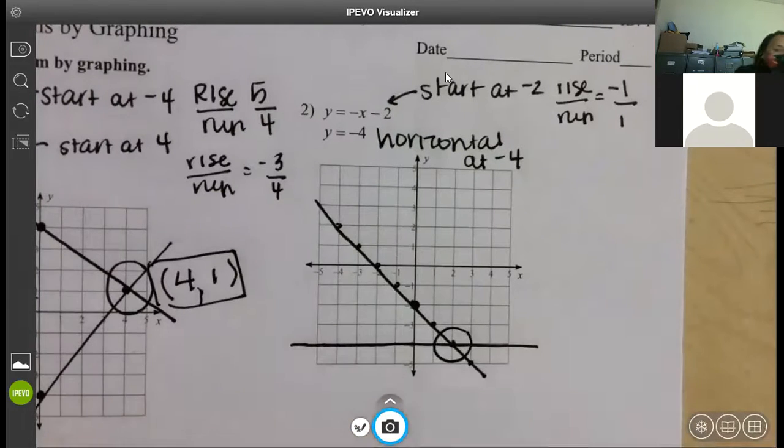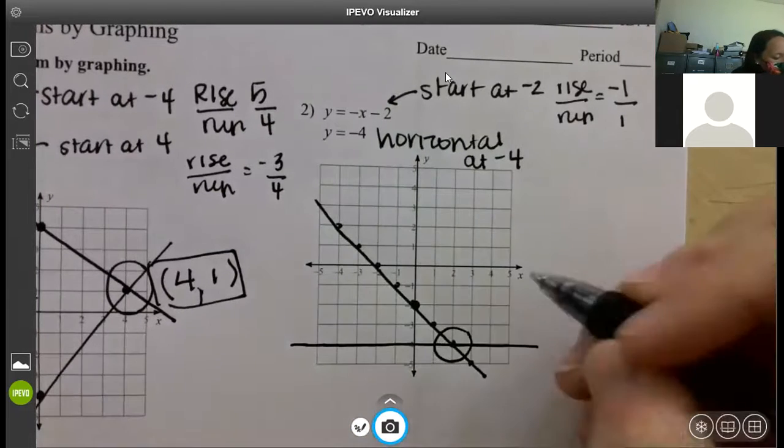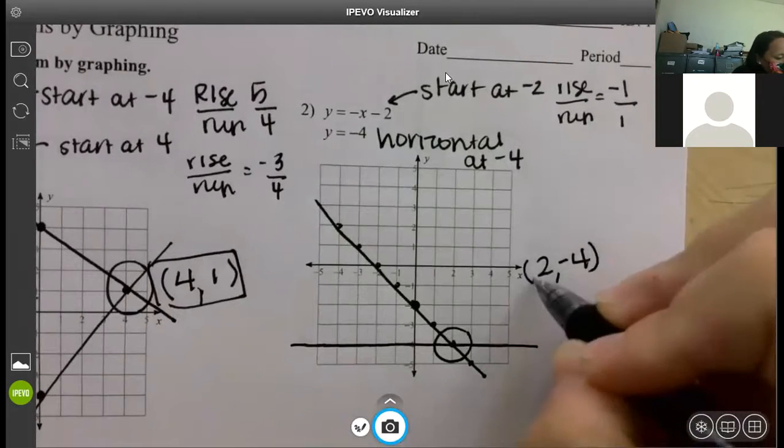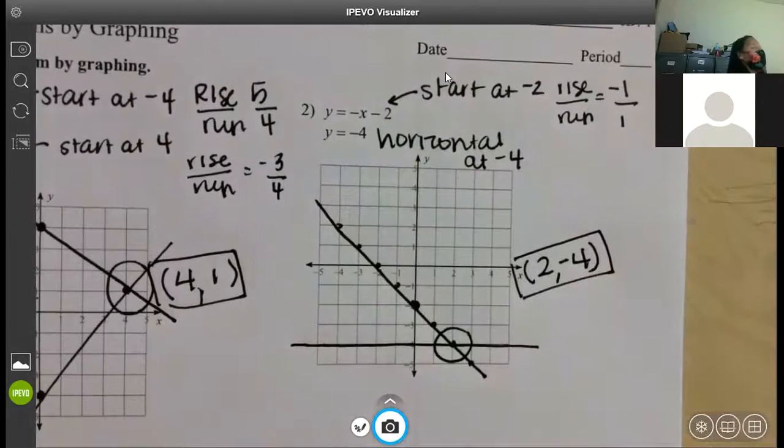We're looking for where they crossed. And what is the coordinate that they crossed on? That's your solution. Guys, that's all you do. Don't make it too hard.